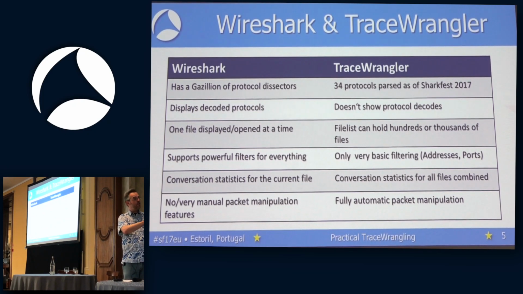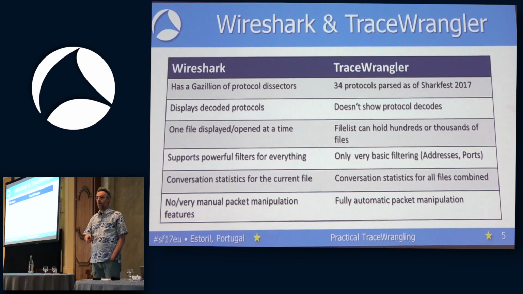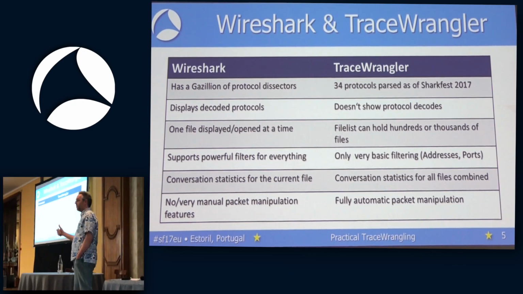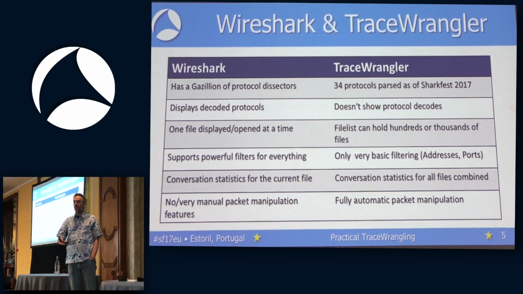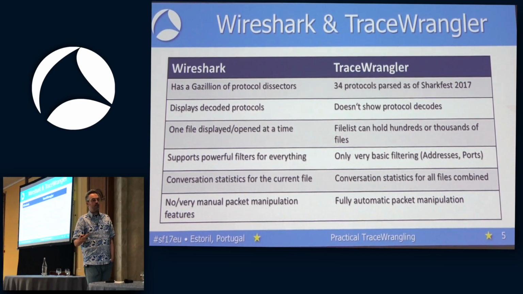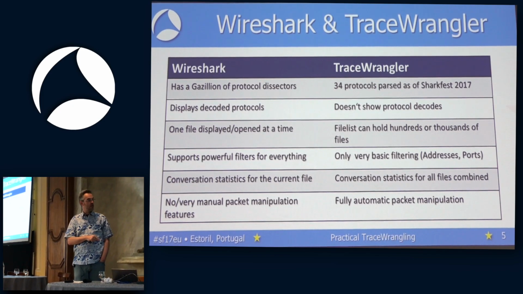You have powerful filters in Wireshark. You have very basic filtering in Tracewrangler. It's only on IP addresses, ports, and some other minor things. So just the things that are really important. If you have fancy filterings, you need to do that in Wireshark.